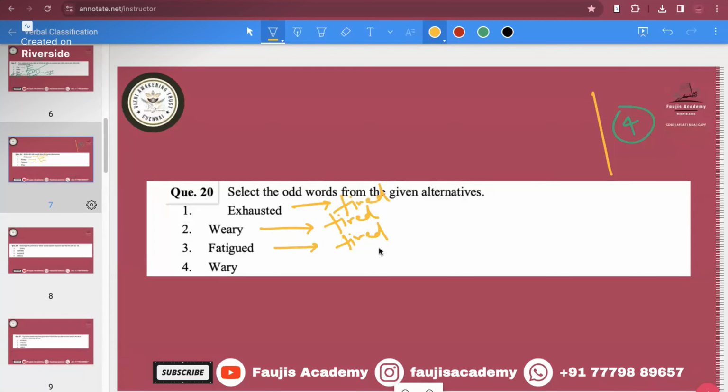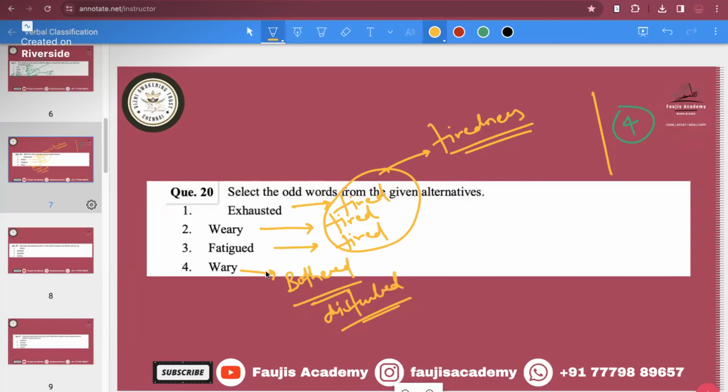Okay. So all these words, wary means what? Kind of, you are feeling bad. Okay, you're not specifically tired. You are like, I'm just wary of this examination. Something is bothering you. Wary means bothered. Okay, disturbed. This is what we mean by wary. Right, guys, we'll go ahead with 4 as your answer.